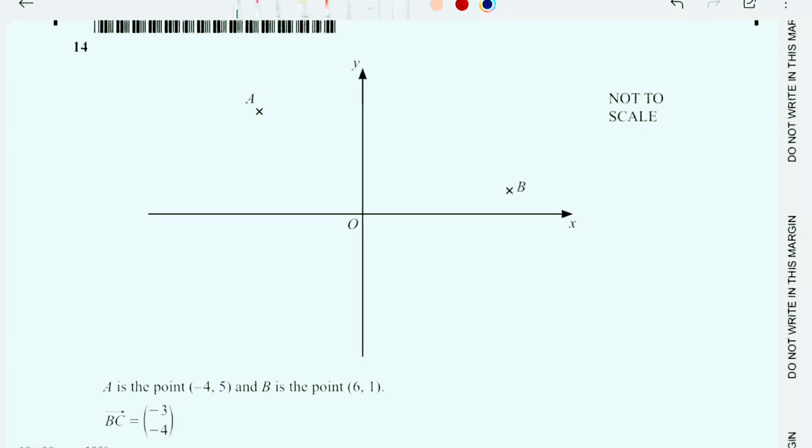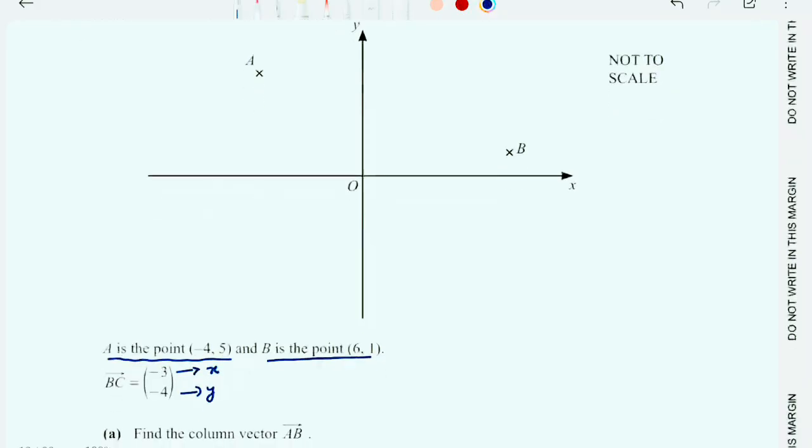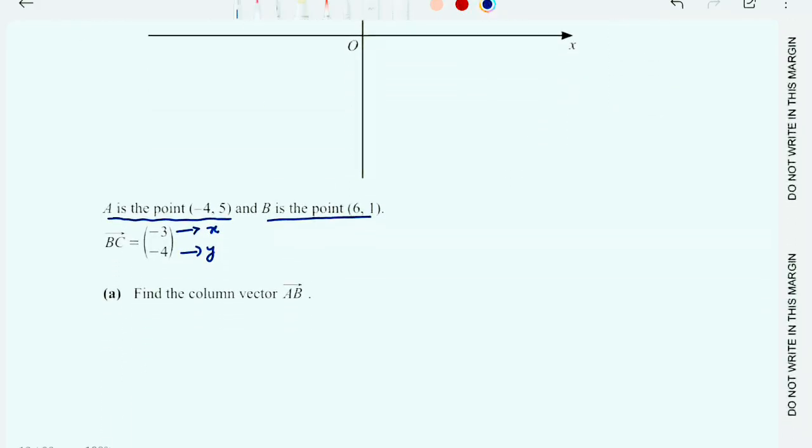A point is (-4, 5), and B point is (6, 1), and column vector BC is equal to (-3, -4), where minus 3 represents X and minus 4 represents Y. Find the column vector AB.